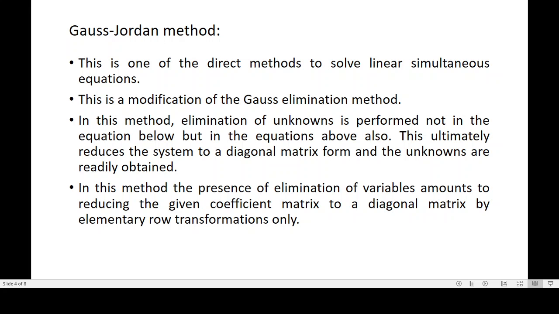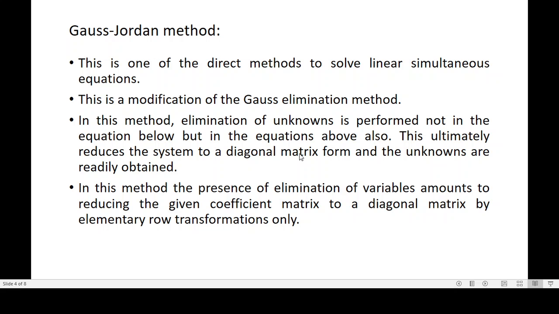Now, in this method, since it's a modification of the Gauss elimination method, given a system of linear equations, we reduce the coefficient matrix to a diagonal matrix using elementary row transformations only. That is, elimination of unknowns is performed not in the equations below, but in the equations above also. This ultimately reduces the system to a diagonal matrix form from which the unknowns are easily obtained.